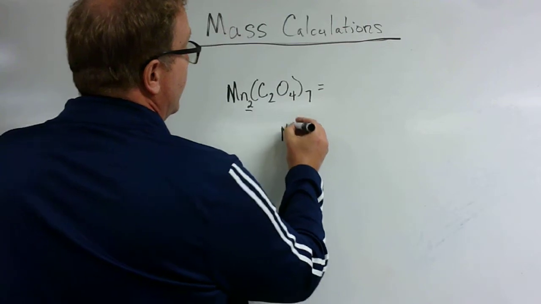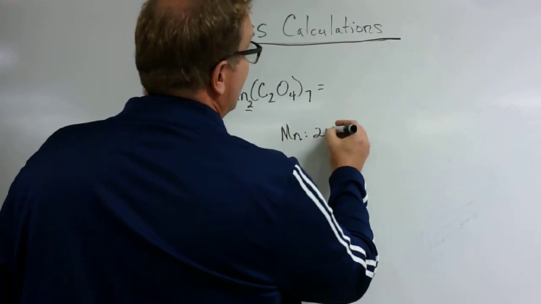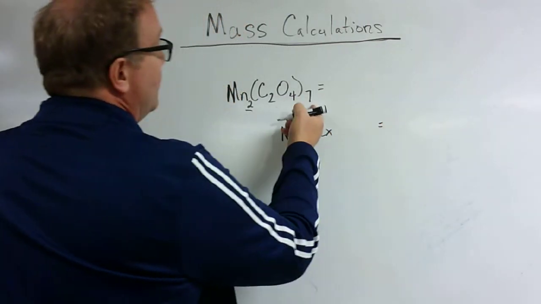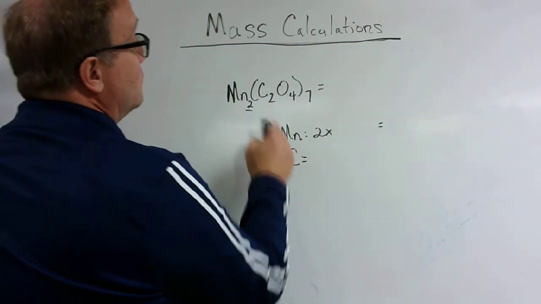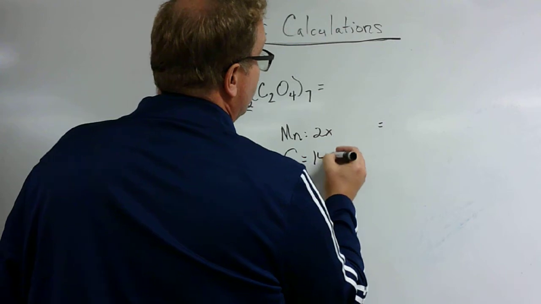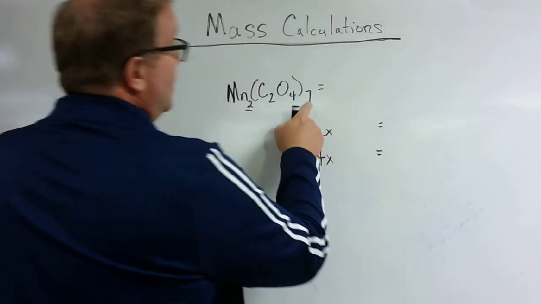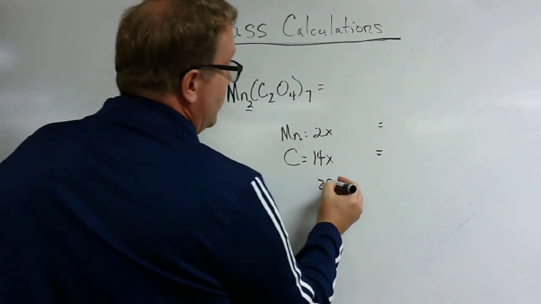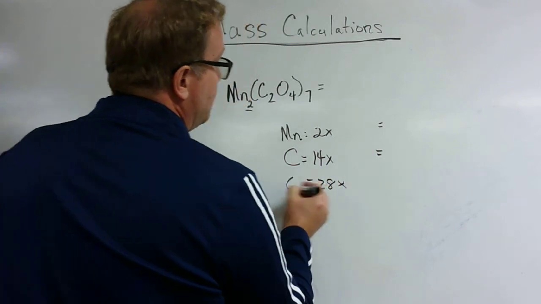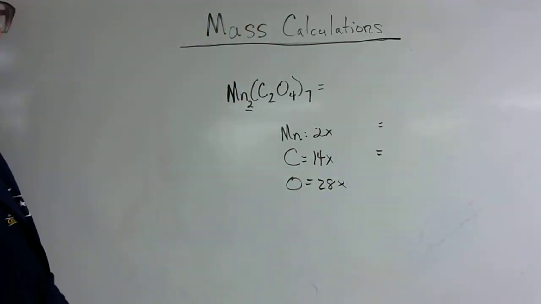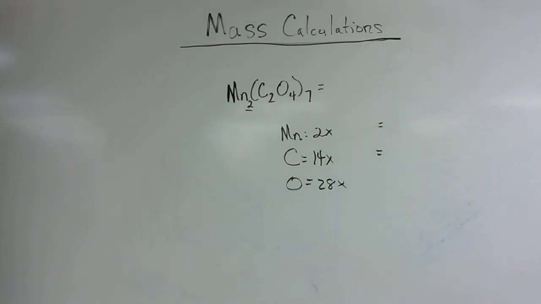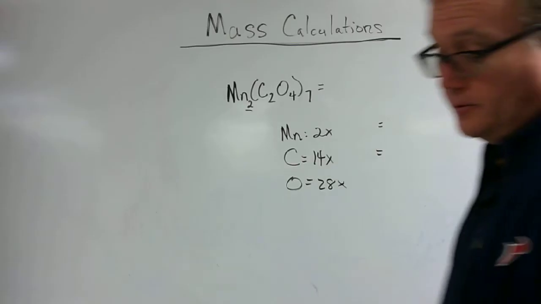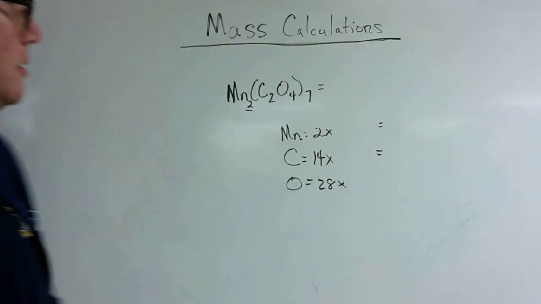I've got 2 of my manganeses. I've got 14 carbons because I distribute this and multiply. So 7 times 2 is 14. And then 7 times 4 is 28 for my oxygens. Now, it may be very useful to have a calculator because sometimes your numbers are going to be a little higher. So I'll have the calculator available.